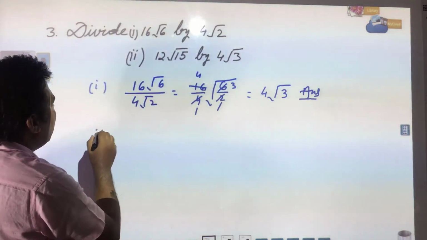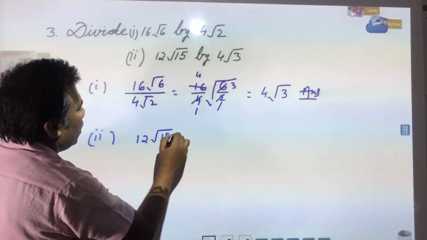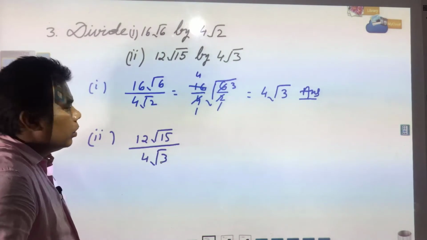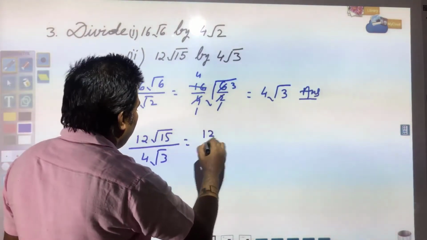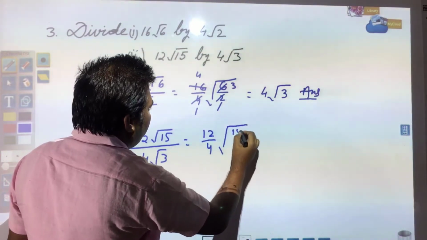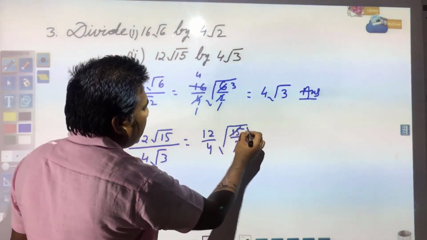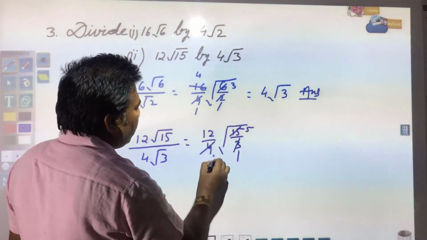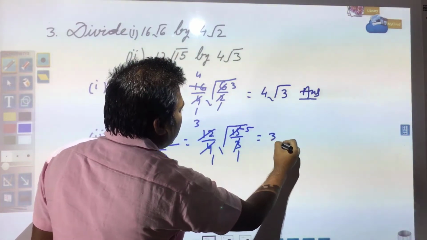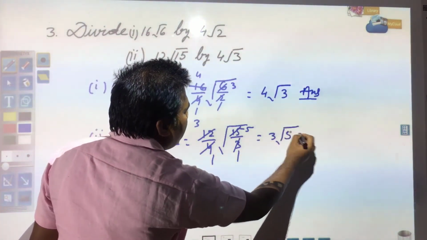Second, you see 12 root 15 divided by 4 root 3. So, this will be 12 by 4 into root under 15 by 3. So, 3 1s are 3, 3 5s are 15, 4 1s are 4, 4 3s are 12. So, what are you left with? 3 under 3 into root 5, or 3 root 5. This will be your answer.